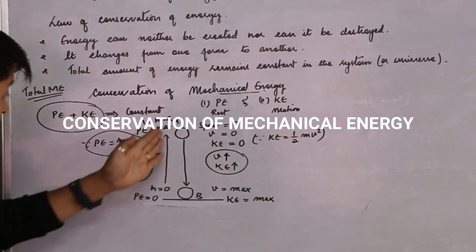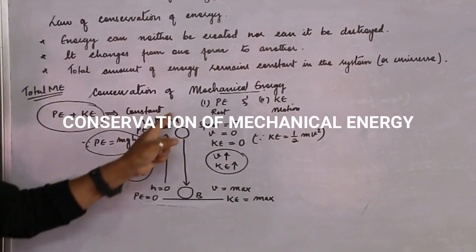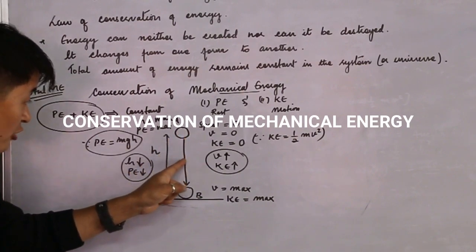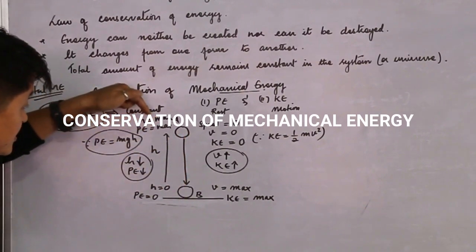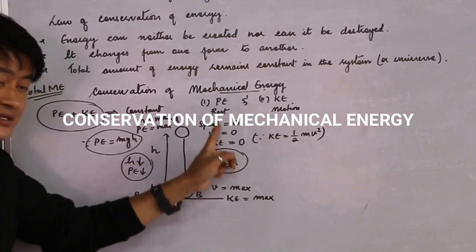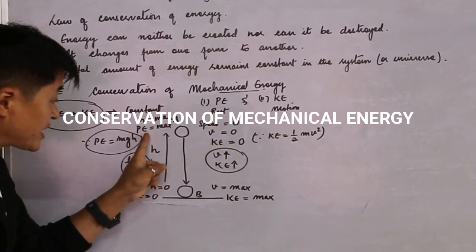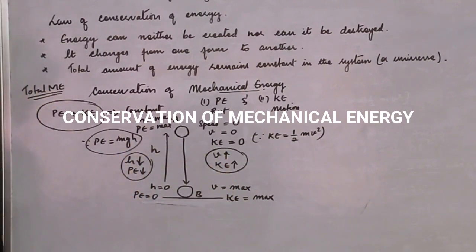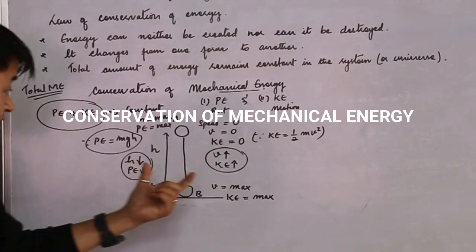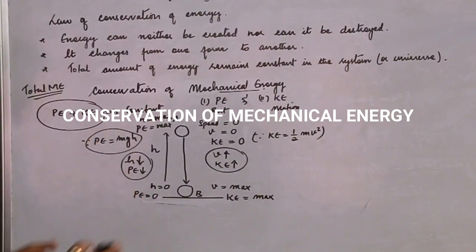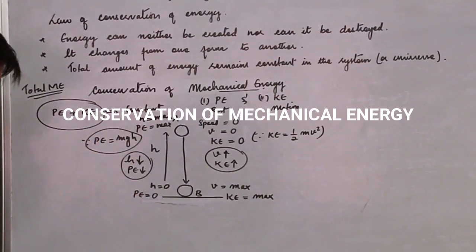So here, when the ball falls downward, or when the body is moving downwards, the potential energy is decreasing and the kinetic energy is increasing. That means there is an interchange between the potential energy and the kinetic energy. Clear? So from here, we can get one equation which is very important.